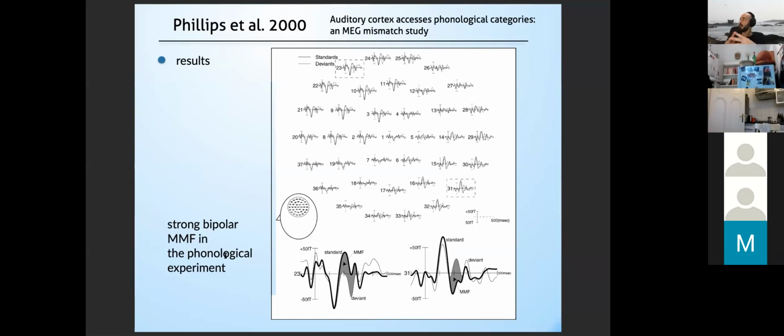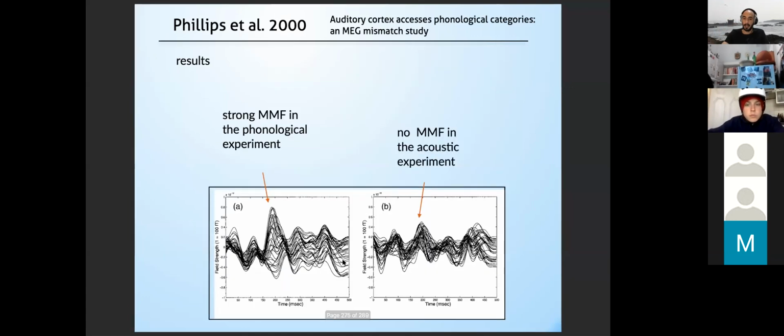Now, what are we going to expect to happen in the acoustic experiment? If this field, if this difference is due to the phonological contrast, it should disappear. If this difference is due to the acoustic feature of the stimulus, then it should remain. But we strongly expect that it will disappear. And that's exactly what happened.